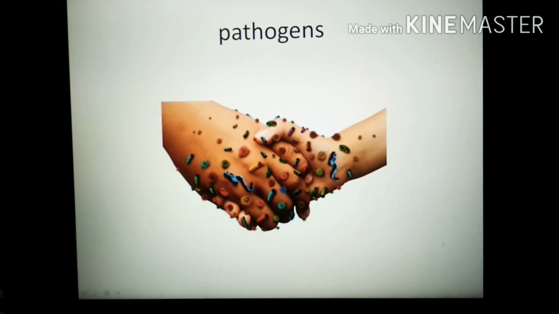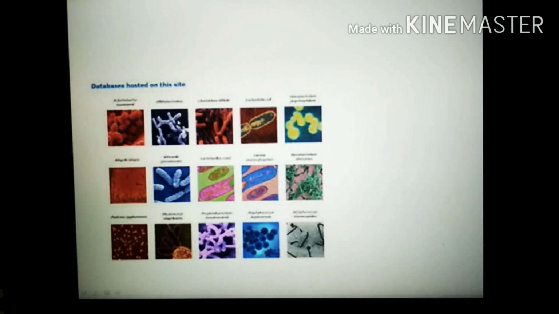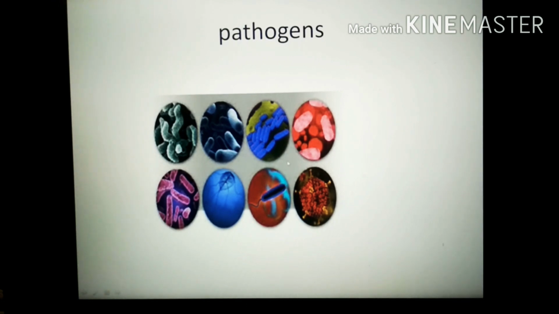As we have seen here, pathogens spread from one person to another by mutual contact and other means. The diseases caused by pathogens are harmful to human beings and animals. These are some examples of pathogens. Some of these cause diarrhea, hepatitis, typhoid, and certain other infectious diseases. These are some other examples of pathogens.